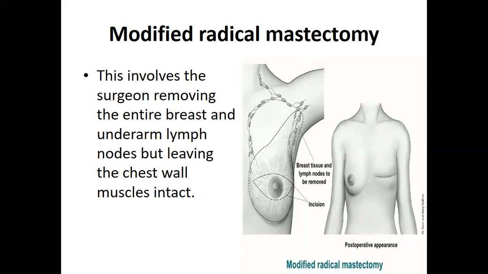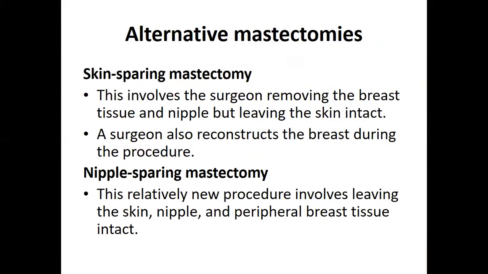Modified radical mastectomies can also be done, which involves the surgeon removing the entire breast and underarm lymph nodes, but leaving the chest muscles intact. Remember, in radical, even the chest muscles were gone, but in the modified one, some chest muscles would remain. So there at least it gives you a better starting point.